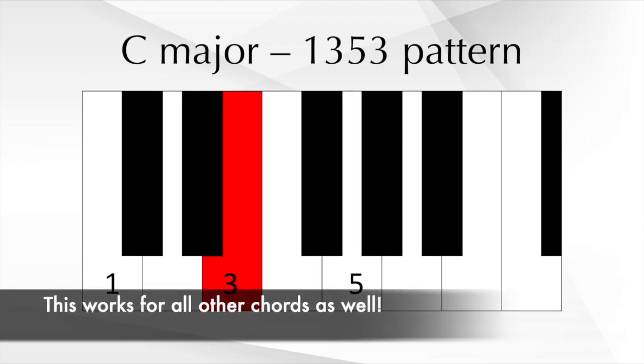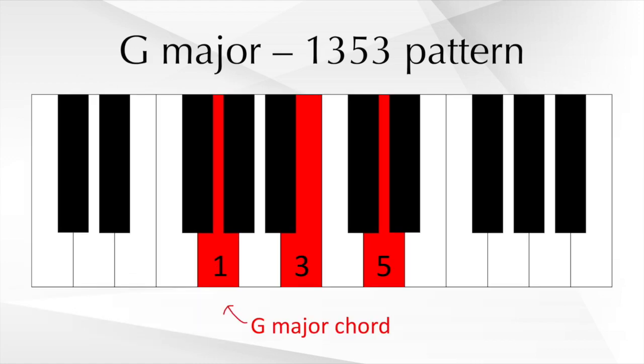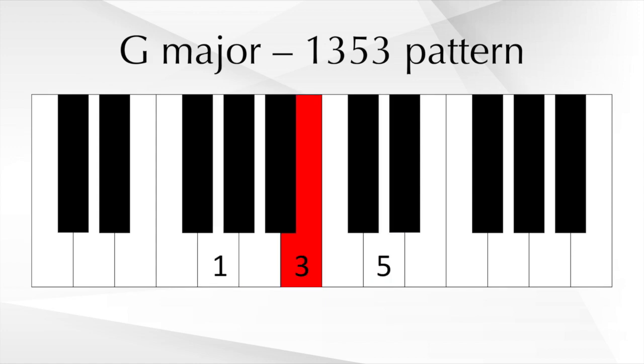This works for all other chords as well, and let's use the G major chord as another example. The G major chord contains 3 notes, G, the first note of the G major scale, B, the third note of the G major scale, and D, the fifth note of the G major scale. And hence we number G as 1, B as 3, and D as 5. Now that we have numbered the notes, we can get to playing the pattern. Once again, as the pattern goes 1-3-5-3, we need to play G, then B, then D, then B again to complete one pattern. Here's how the 1-3-5-3 pattern sounds in practice.